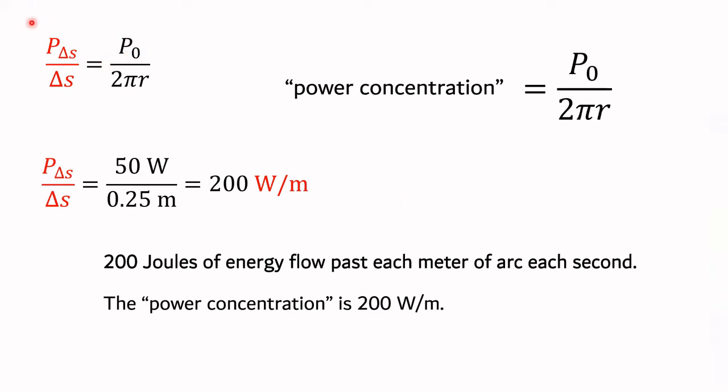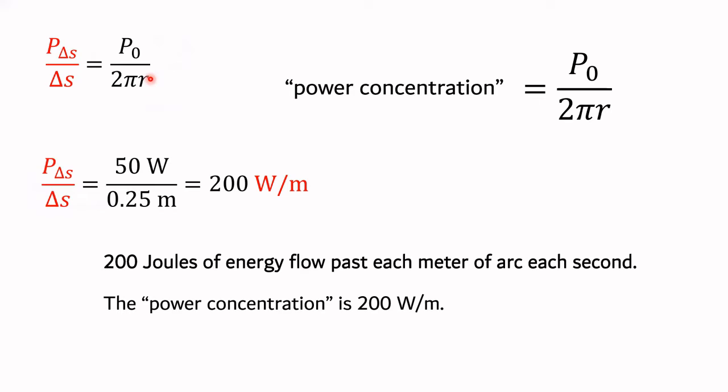And if you look at the statement of proportionality that we set up, you can see here that this left side is the power concentration, because it's the amount of power per unit distance. And evidently, it's equal to this. This is how you calculate it. All you have to do is take the total power being emitted by the source and divide that by the circumference of the circle, which makes sense, right?